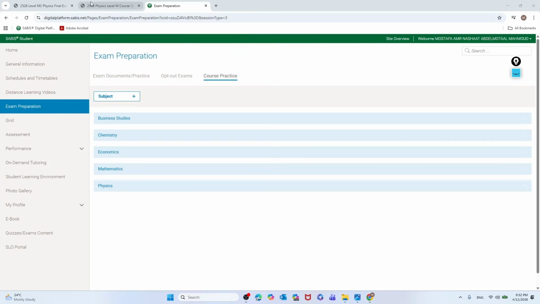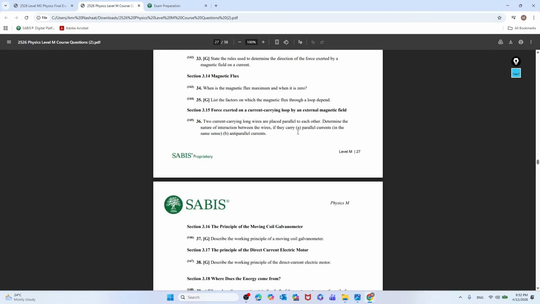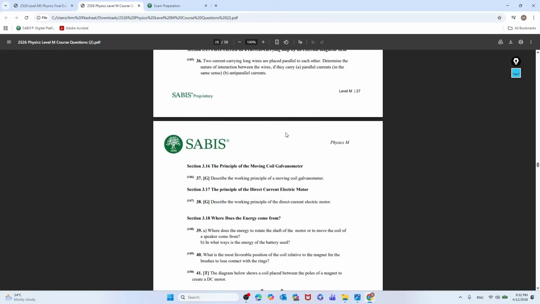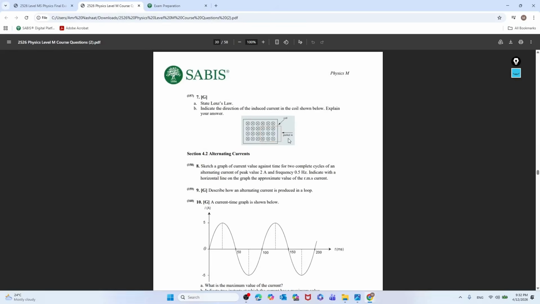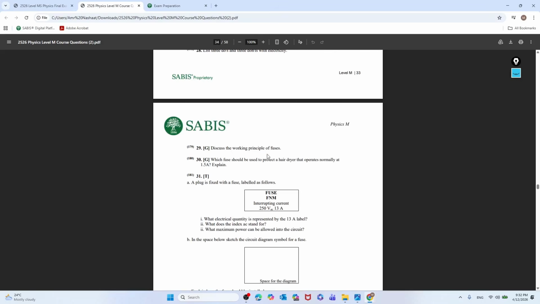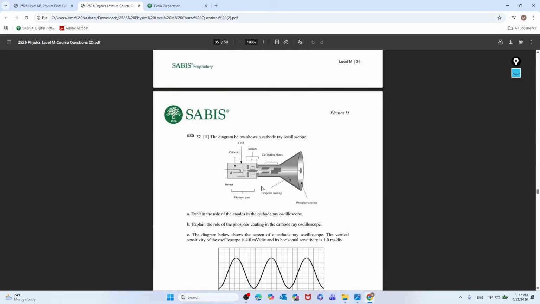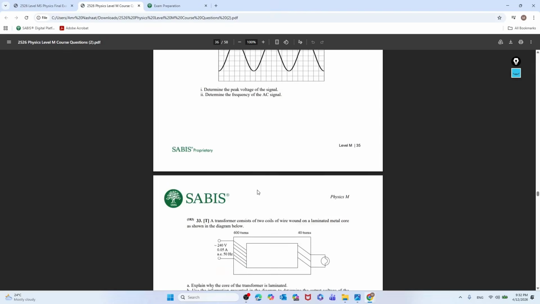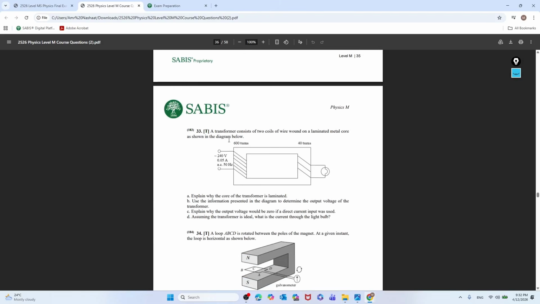Okay, so I want to solve CQD number 33 in chapter 4. Yeah, this question. A transformer consists of 2 coils of wire wound on a laminated metal core as shown in the diagram below. Explain why the core of the transformer is laminated. To prevent eddy currents which would mess with it.